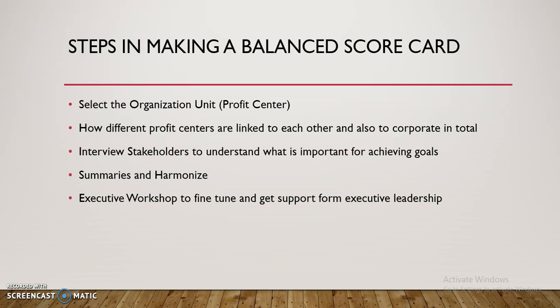After that, we need to do an executive fine-tuning, an executive workshop, and we get leadership support from that, because without leadership support, a balanced scorecard is not going to work. There is no way a balanced scorecard can achieve anything without the executive leadership, because, as I said, there are so many measurements, and it defines your vision and your strategy. So how can you make a balanced scorecard which is not aligned to the strategy?